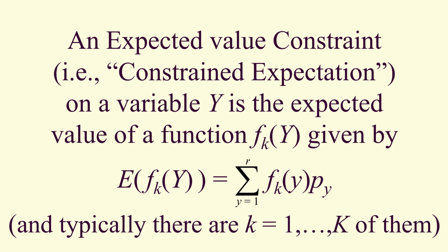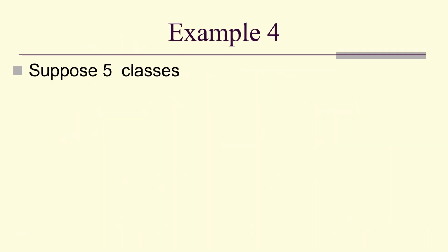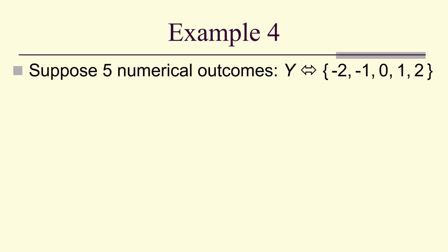Now, an expected value constraint or constrained expectation on a variable Y is the expected value. We're given some kind of function, and then the expected value of that function of the variable capital Y is the usual definition of expectation. And typically there are many of these, capital K of them. So let's look at an example. Suppose we have 5 classes or numerical labels or outcomes. In this case, y is going to correspond to -2, -1, 0, 1, and 2.